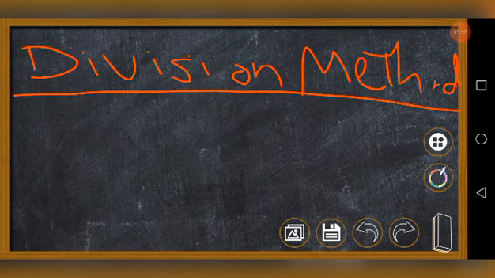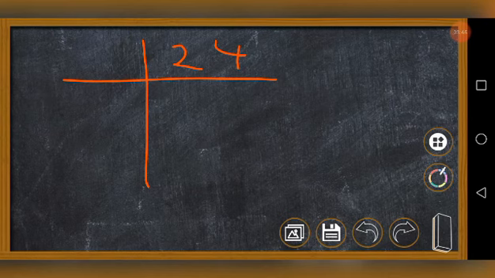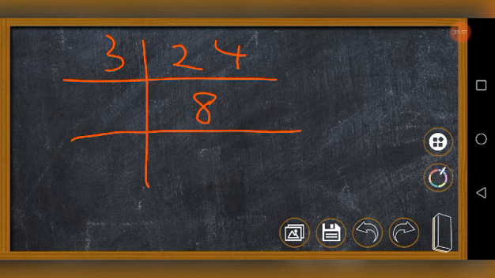The division method works like this. Let's find the prime factorization of the number 24. 24 is divisible by 2 and 3, which are prime numbers, so I will choose 3. 24 divided by 3 equals 8. Now 8 can be divided by 2 or by 4, but I cannot choose 4 because 4 is not a prime number. I need only prime numbers, so I will choose only 2.